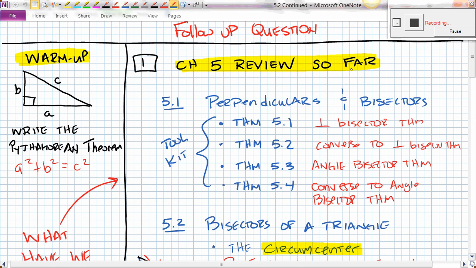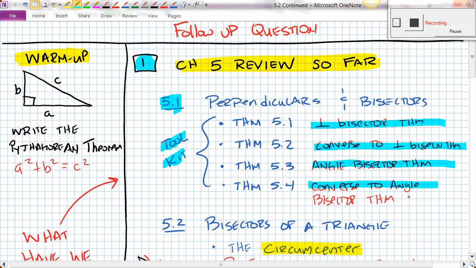Okay, so far in chapter 5, this is where we're at. We're in the first box. So far in chapter 5, we did perpendiculars and bisectors from section 5.1. We have 4 theorems that we spoke about, and all of those should be in your toolkit. If they're not, make sure that you download my copy and put it in there. Theorem 5.1, 5.2, 5.3, and 5.4. They're all about perpendicular bisectors: the perpendicular bisector theorem, the converse of that theorem, the angle bisector theorem, and then the converse to that. So that's all from section 5.1, and those should be in your toolkit.